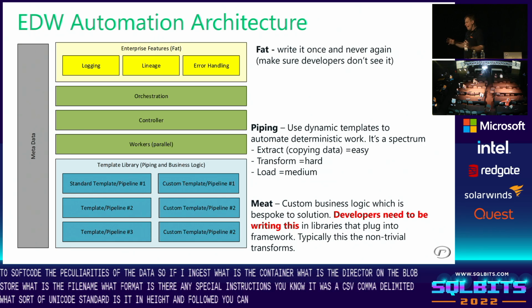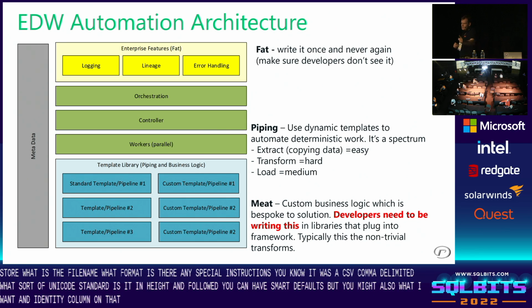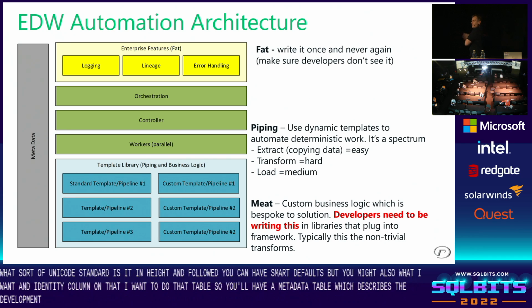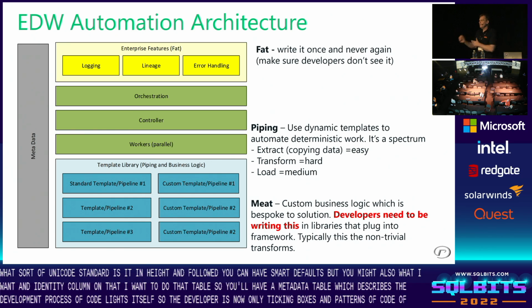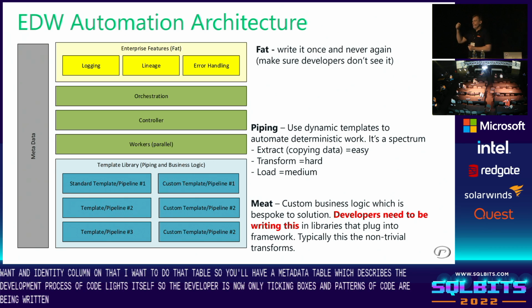you can have smart defaults, but you might also say, well, I want an identity column on that. I want to dedupe that table. So you'll have a metadata table which describes the development process, but the code writes itself. So the developer is now only ticking boxes, and patterns of code are being written based on the tick boxes made, so patterns of code can change, right? So metadata is the heart.